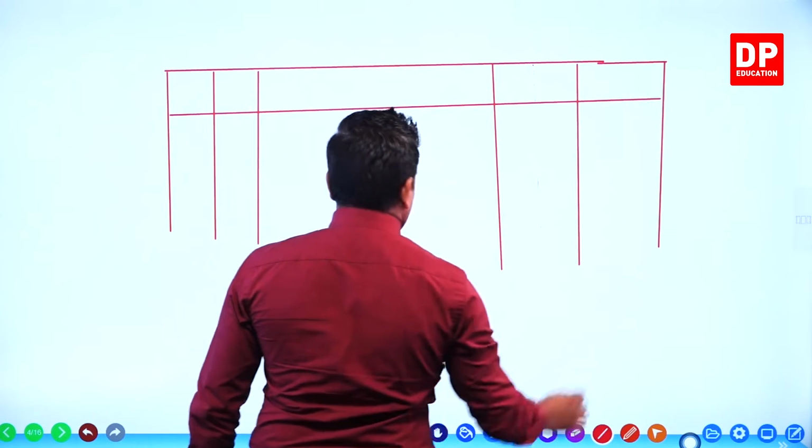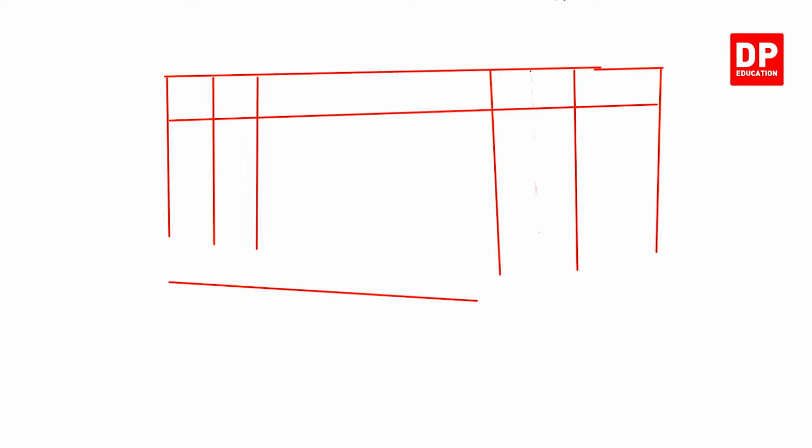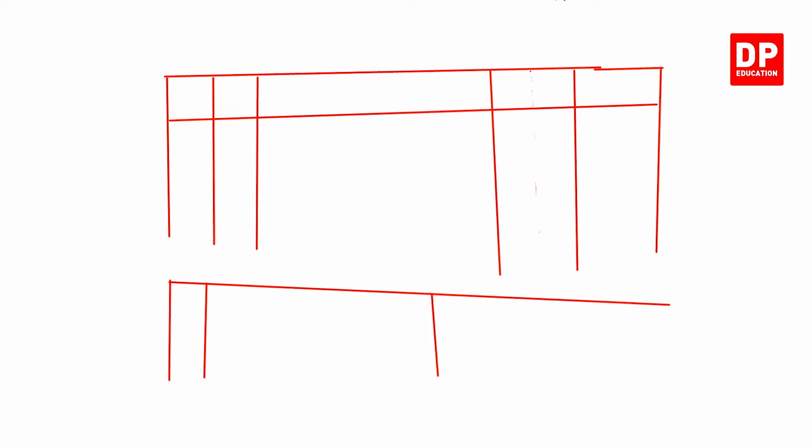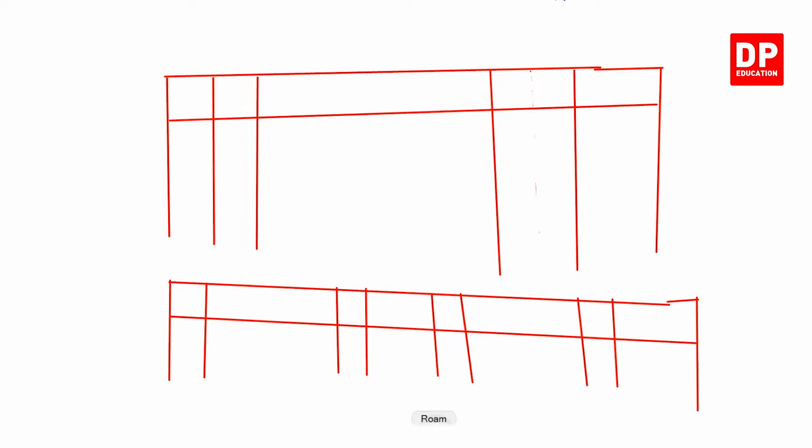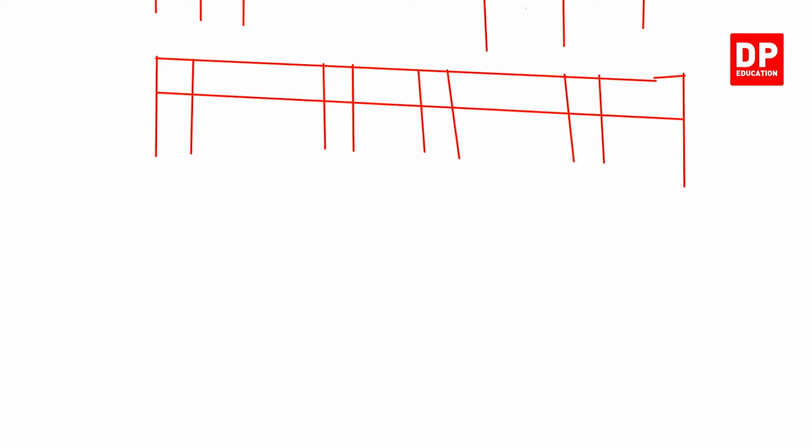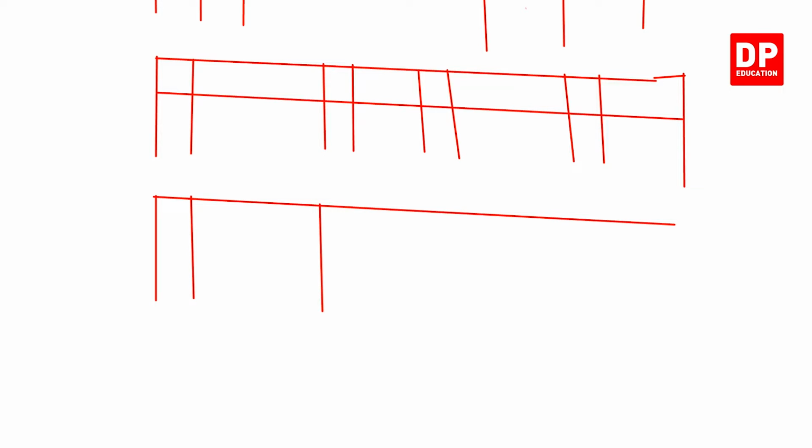You know, now we have to draw two more accounts, two ledger accounts. Date, description, ledger folio value, date, description, ledger folio value. Date, description, ledger folio value.